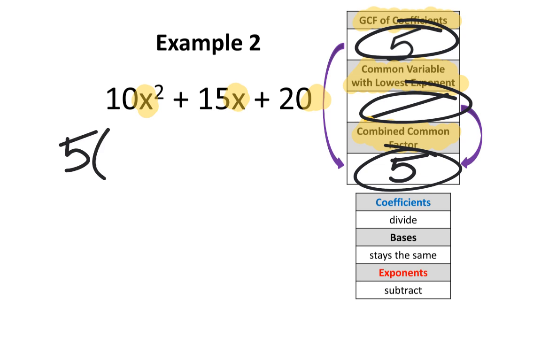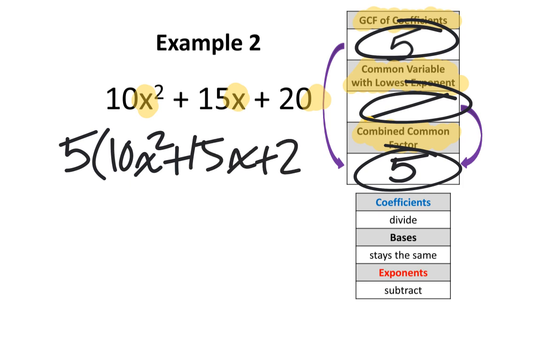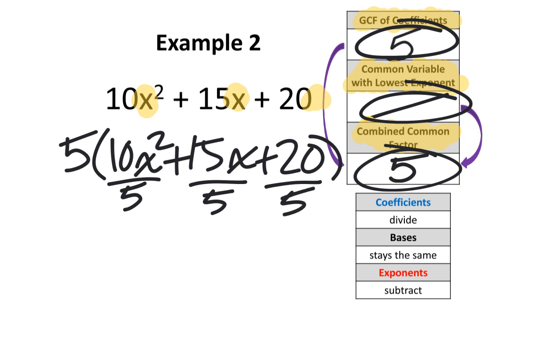And the original expression stays unchanged. You want to put it in brackets. You now want to divide everything in that original expression, which is in brackets, by the combined common factor. So that gets divided by 5, this gets divided by 5, and this gets divided by 5. The 5 in front of the brackets is going to stay the same.